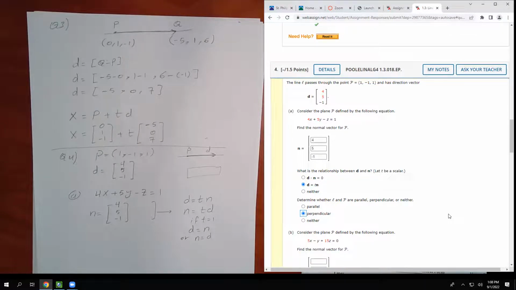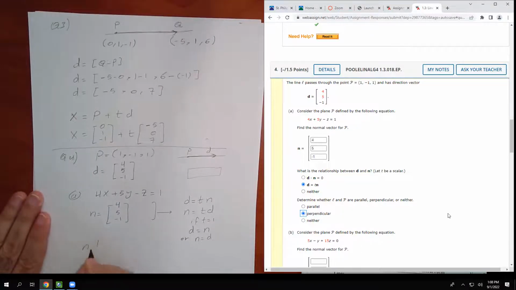Find the direction vector from the line, find the direction vector from the plane. If they are exactly the same, they are perpendicular. That means N is perpendicular to the D. In this case, that means the line is perpendicular to the plane.